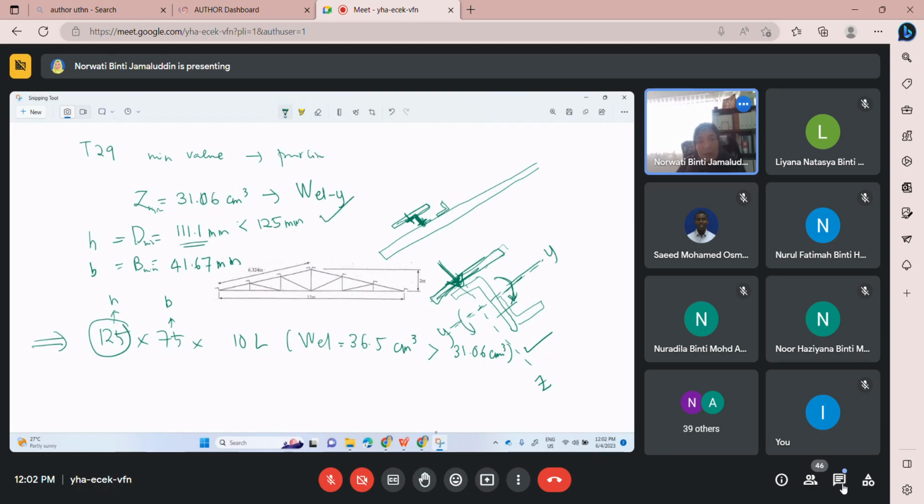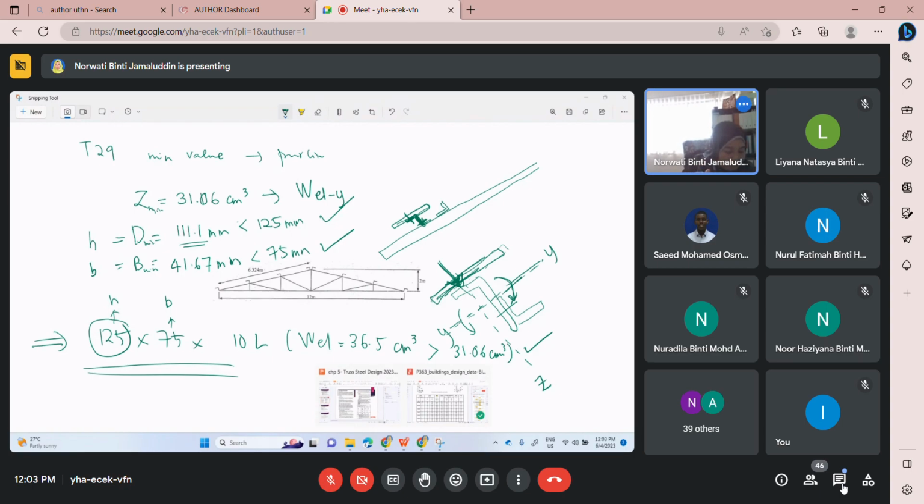So it looks like H passes. For B, the minimum we need is 41. 41 is less than 75, so it also passes. So I can suggest to use an angle with this size for the purlin.